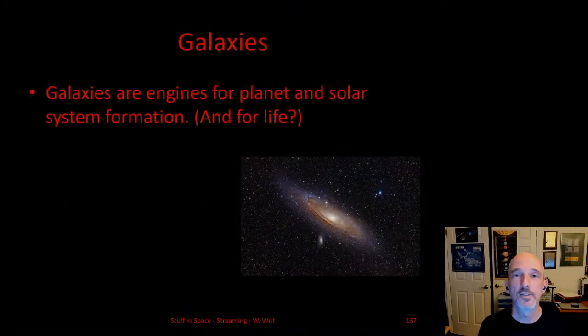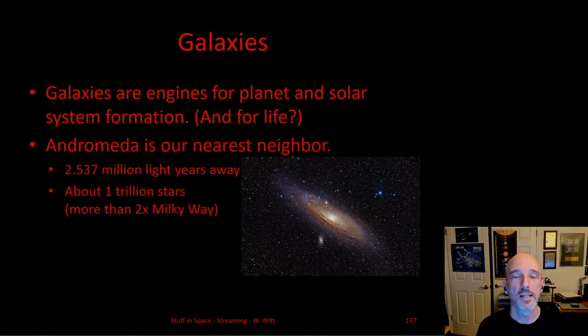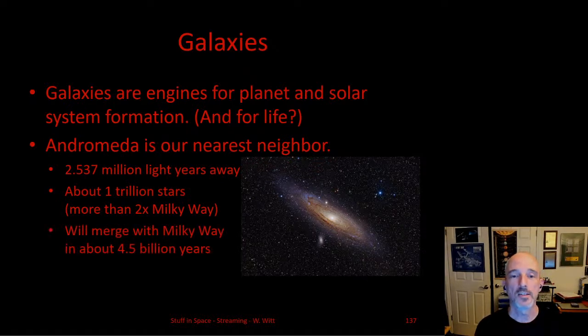And then, yeah, we mentioned galaxies earlier. I say here that galaxies are the engines for planet and solar system formation because galaxies are the places where stars live and die. And as stars live and die, they create all these other materials that we're made of as well. And Andromeda is our nearest neighbor, about 2.5 million light years away, with about 1 trillion stars. And a new fact here is that we will actually merge with the Andromeda galaxy in about 4.5 billion years. So we are actually approaching each other. The Andromeda galaxy is getting a little bit bigger in the night sky every day.